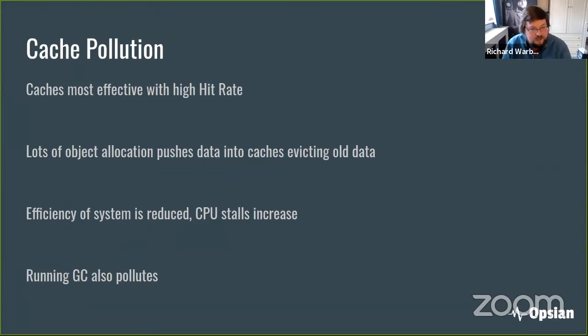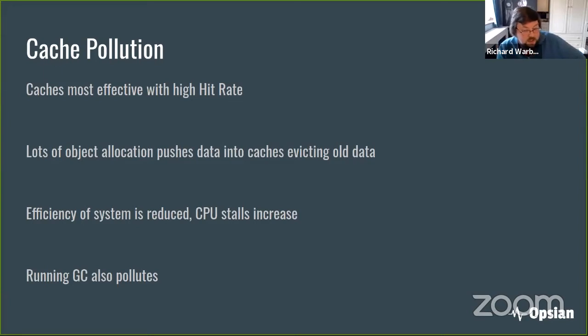So cache pollution. Caches are most effective with a high hit rate. That is to say, the probability that if you request data from them, the data is there within cache. Lots of object allocation pushes data through caches, evicting old data. Now, modern CPUs use write back rather than write through caches, with the idea of minimizing this effect and minimizing the amount of memory bandwidth overhead that you have. But ultimately, you are still reducing the effectiveness of that cache potentially if you end up in a situation where you are writing data and not immediately reading it.